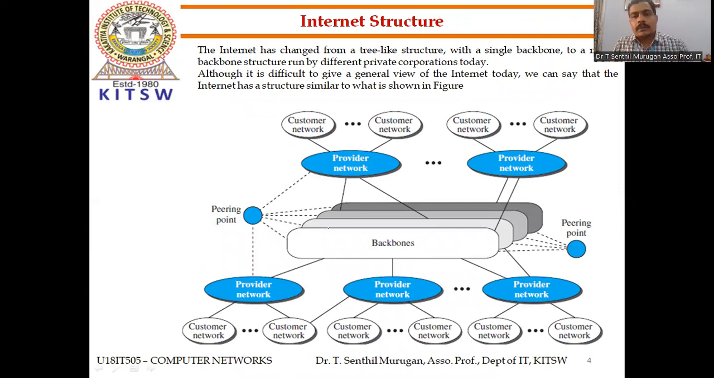Now the internet structure. Normally we know that an internet service provider will be there, users will be connected, and users can get the internet from the service provider. Normally, we can say it is a tree structure. It may work with a single backbone, and then extend to a multi-backbone structure. Multi-backbone means multiple backbones for different institutions, organizations, or private corporations.